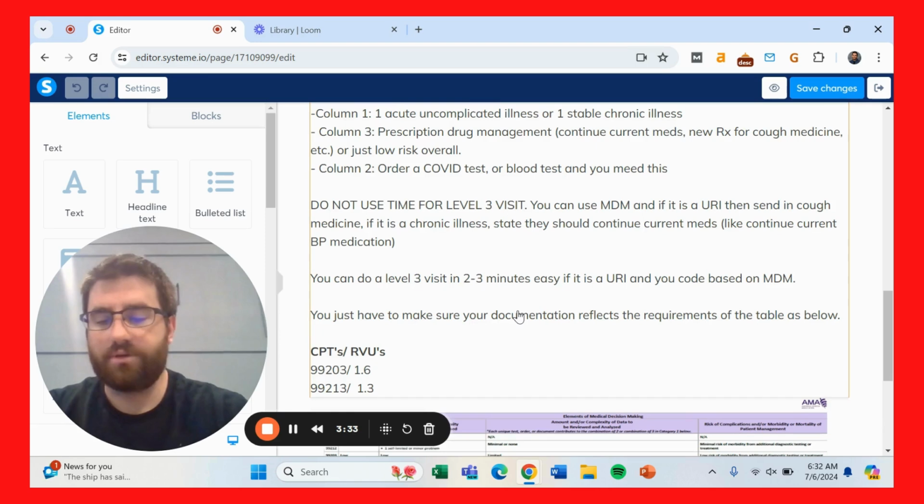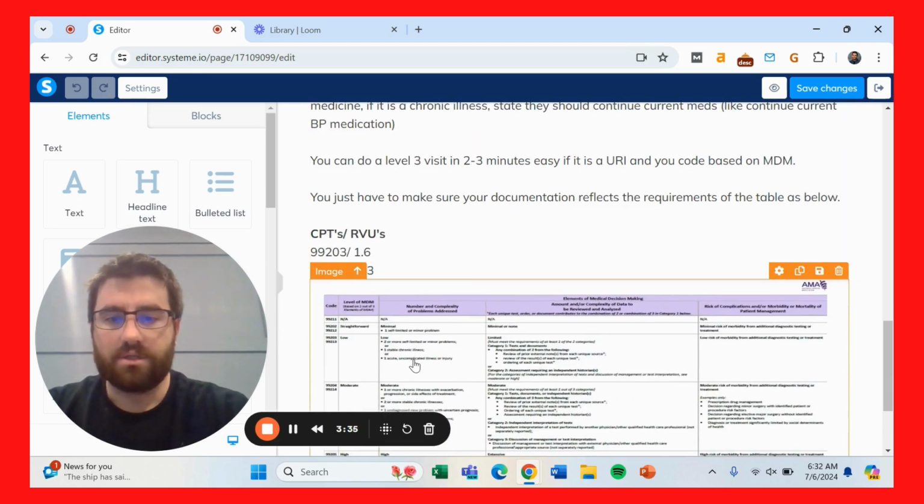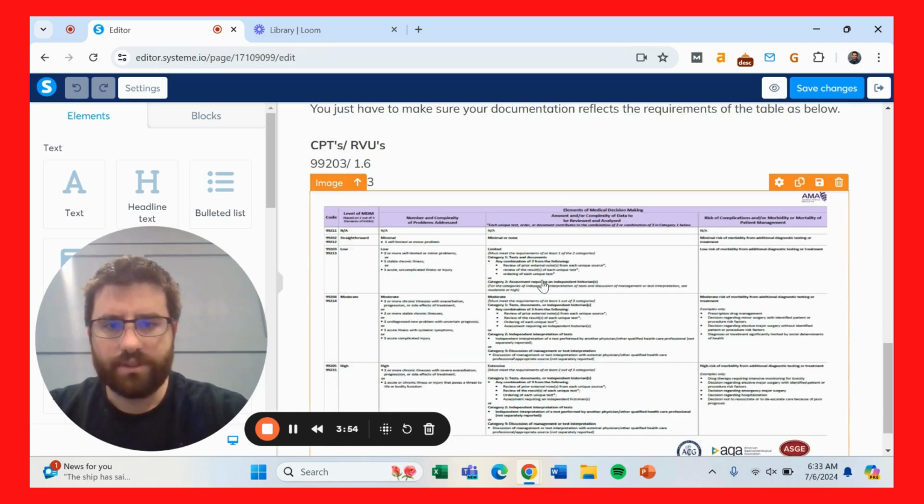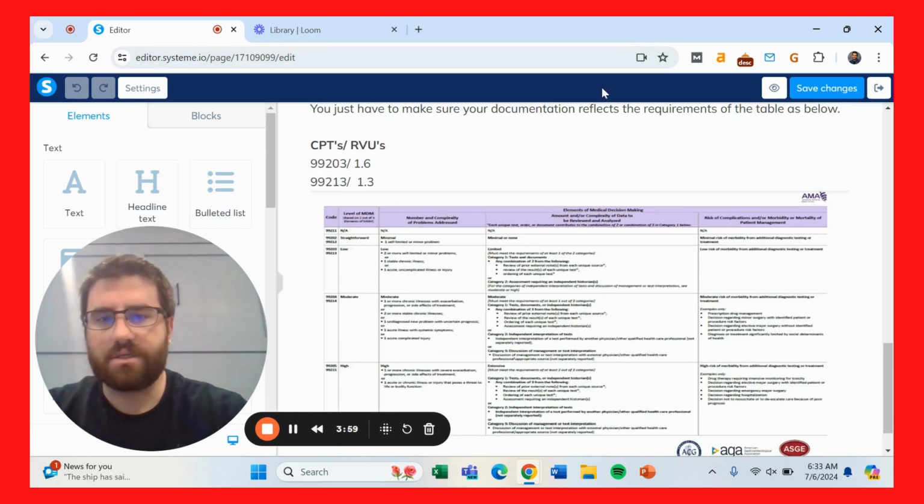You just have to make sure that you're documenting the requirements, okay? So you need to make sure you're documenting 1 stable chronic illness, 1 acute uncomplicated illness, one of those types of things, right? Hypertension, URI, something like that. And then you are documenting that you're going to prescribe cough syrup, or you're going to order a COVID test, strep test, and you're going to be reviewing that test, okay? Or you can just say, strep test ordered today, it was negative in clinic. That implies that there was an interpretation by you.